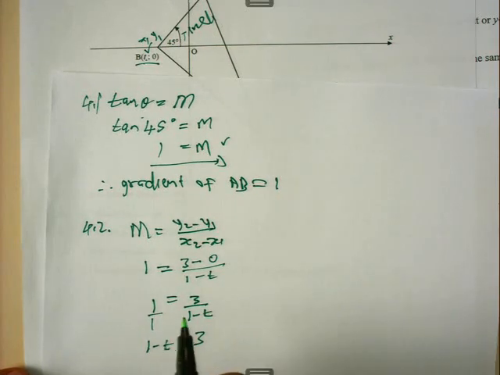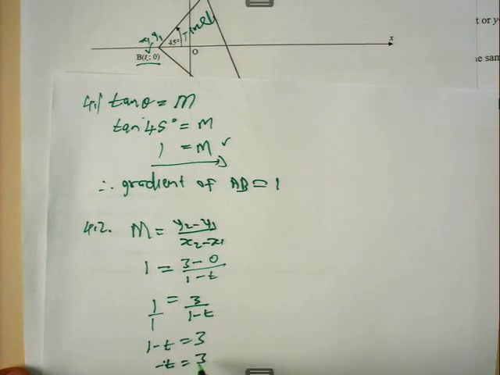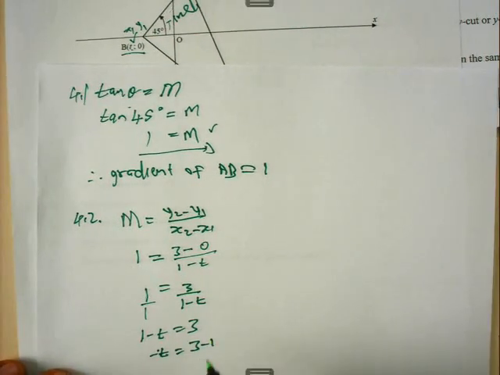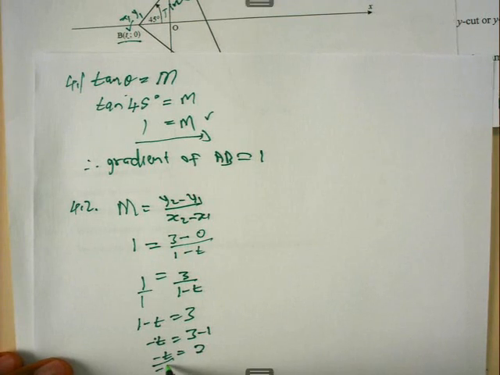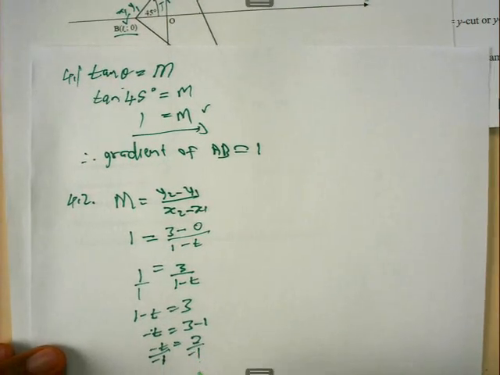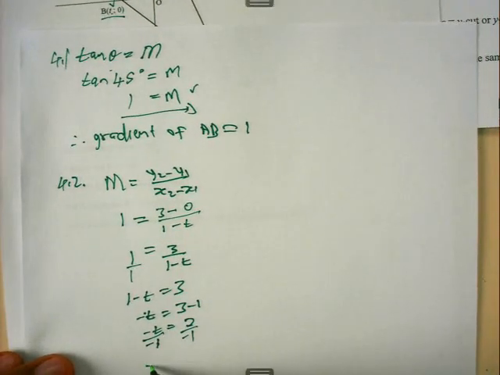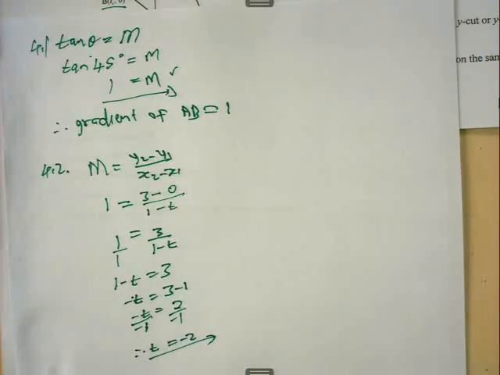Now, what is it that you're going to do? We say minus t is equal to, we take 1 to the other side, that will be 3 minus 1, which is equal to 2. Therefore, we are looking for t, not minus t, so divide both sides by the negative. You will see that t is equal to a negative 2. Right, boys and girls, this is the answer that we have.